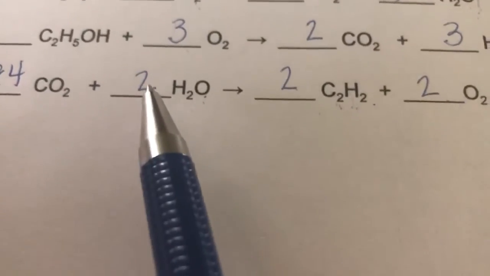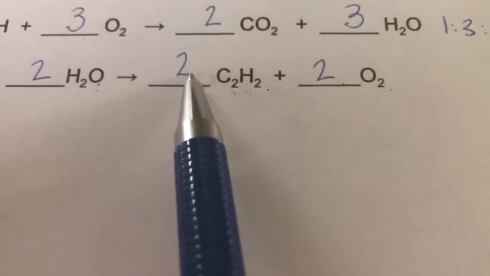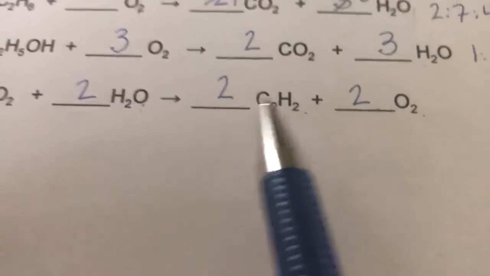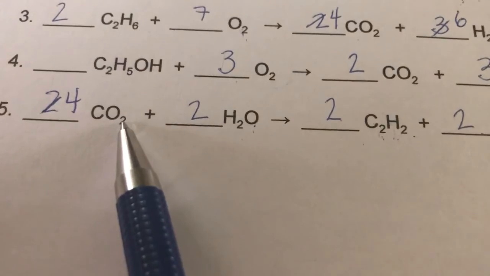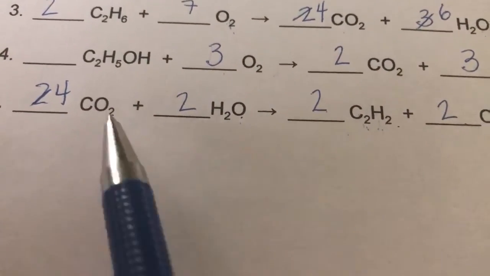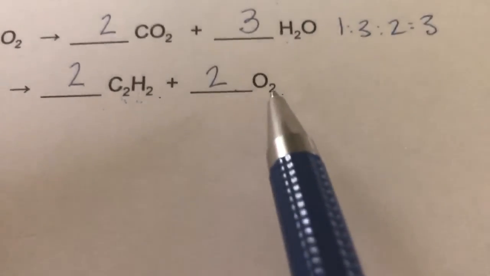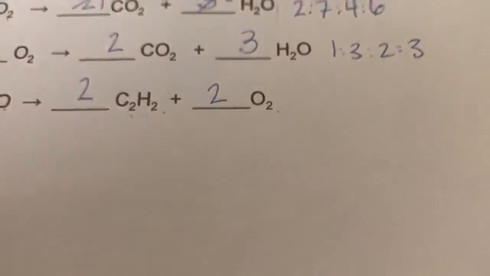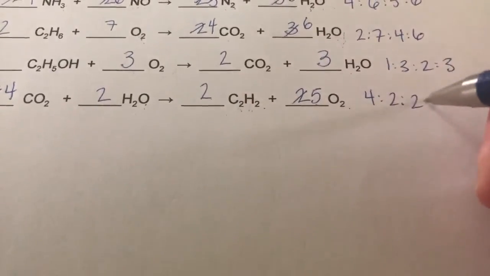All right, let's go to hydrogen. 4 hydrogen, 2 times 2 is 4. Let's check my oxygen. Now I have 4 times 2, which is 8, and 2 times 1, which is 2. So 8 plus 2 is 10. So in order to get 10 oxygens over here, I have to replace this with a 5. And my coefficients here are going to be 4 to 2 to 2 to 5.